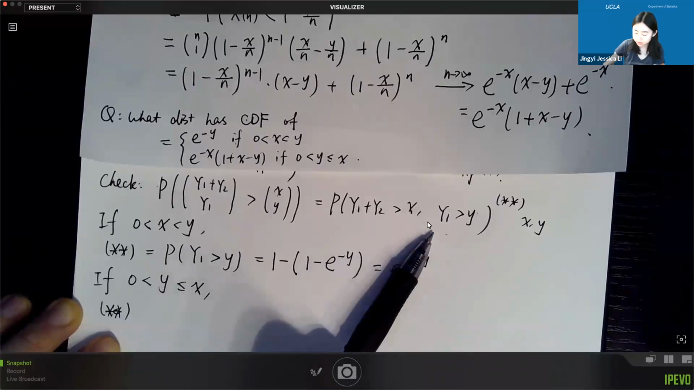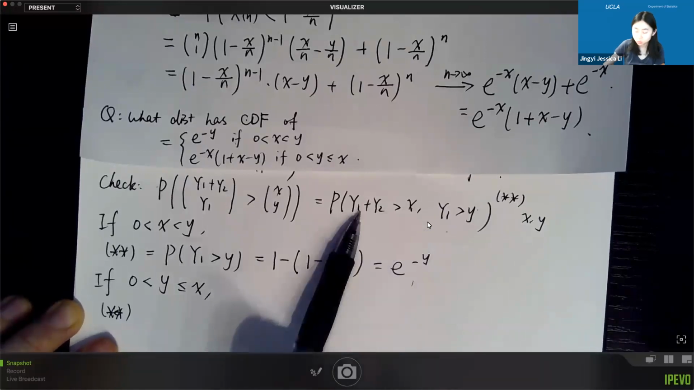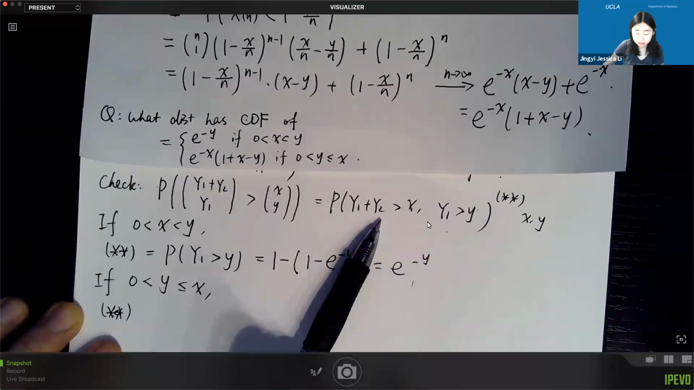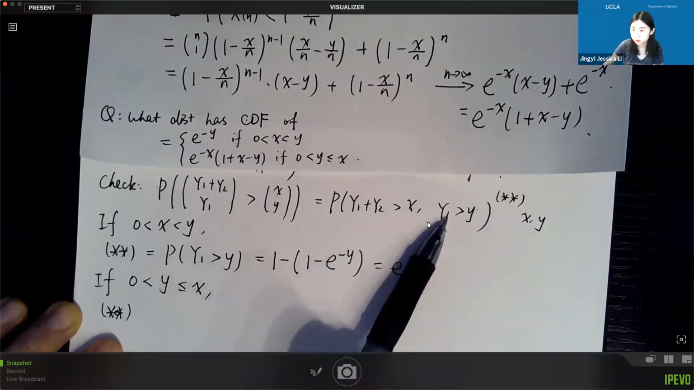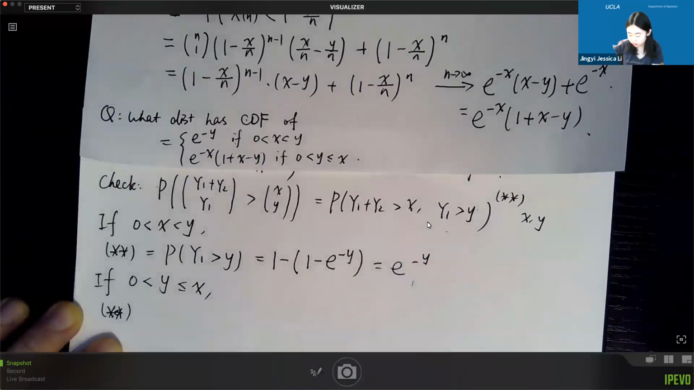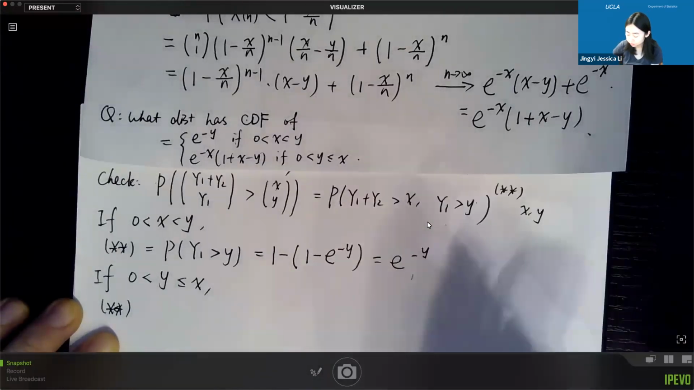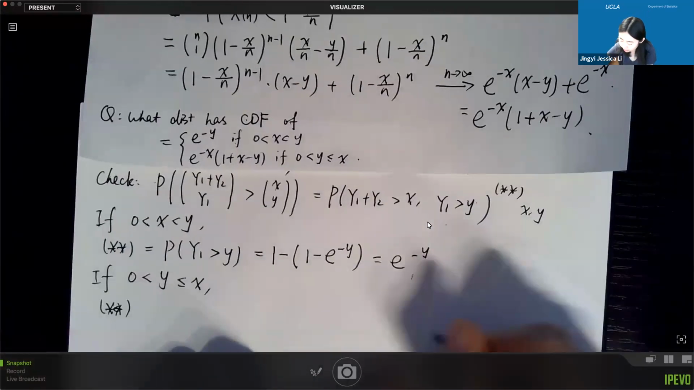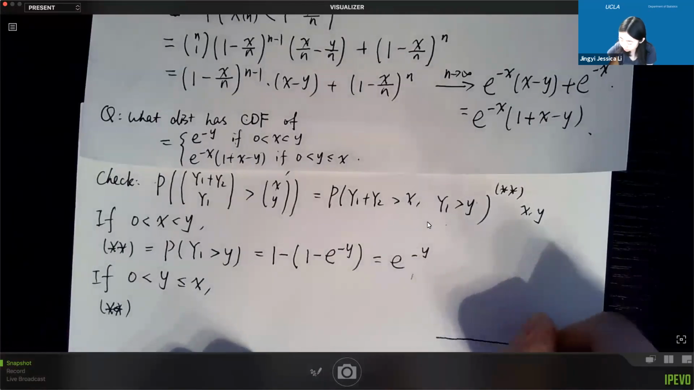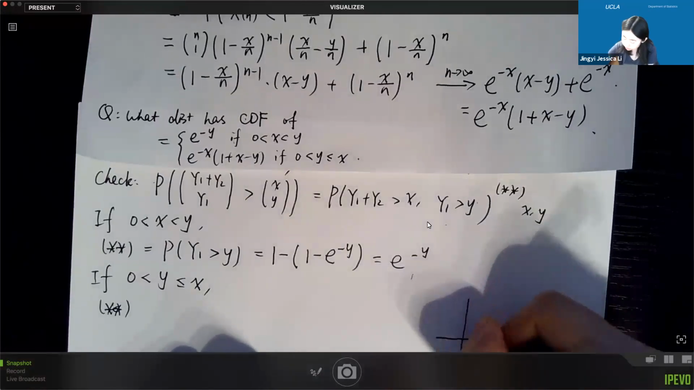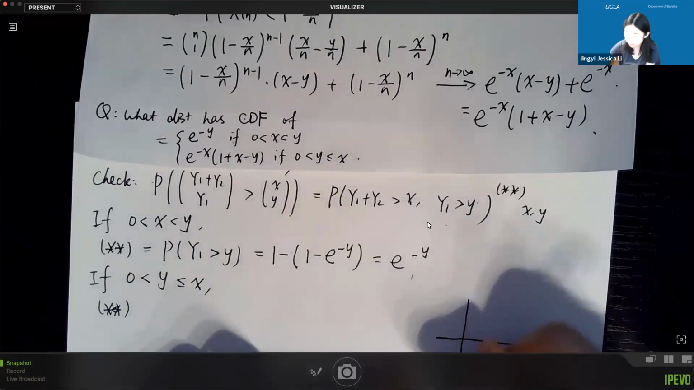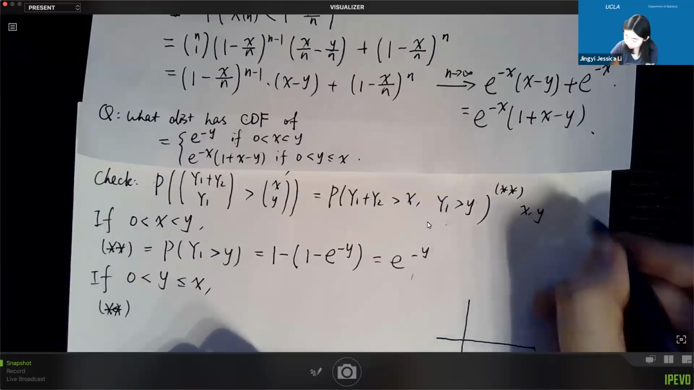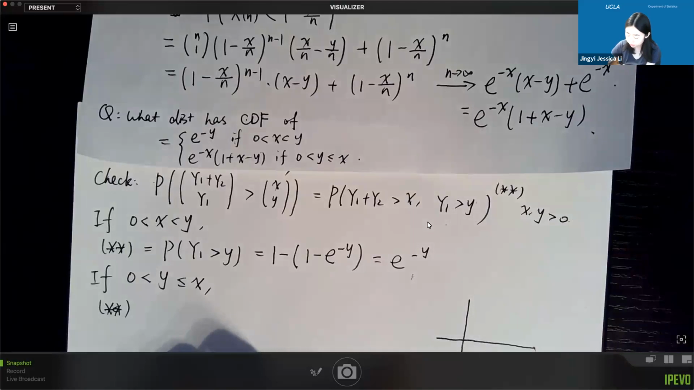And the only thing we knew is y1 and y2 are independent, but y1 plus y2 is not independent of y1. So we cannot factorize this probability. We have to deal with this. If you have seen this in your undergraduate probability class, essentially, in this case, we're interested in doing integration over this area. Here, both x and y are positive, right? Both x and y are positive.